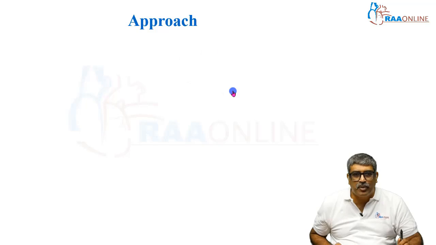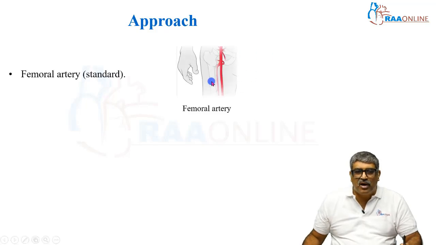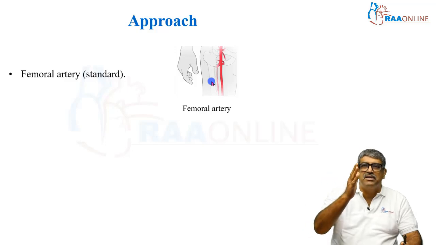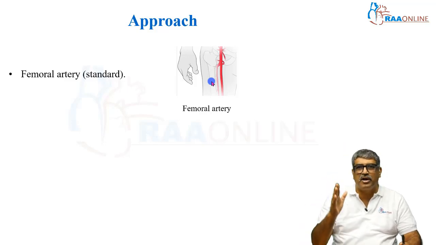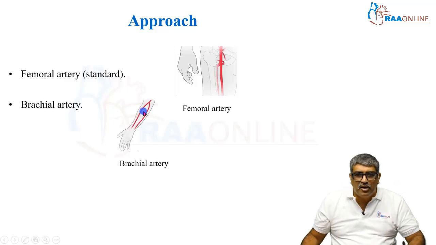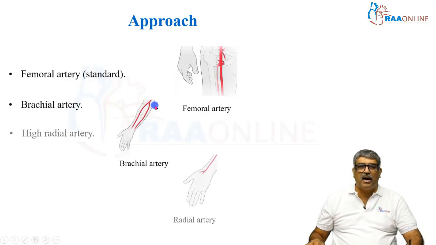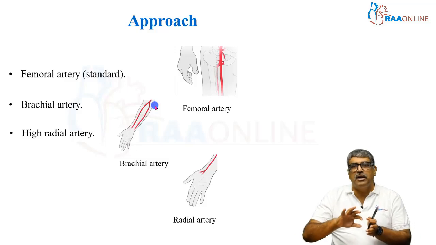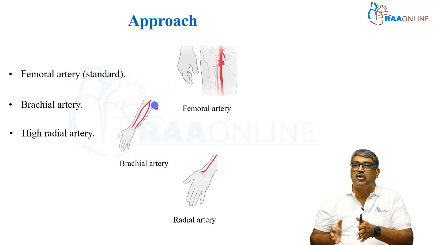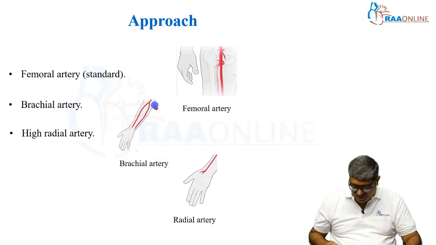Now, to approach, you have femoral artery. This is the standard approach. You go via the femoral artery, cross the arch, then go via common carotid into the internal carotid artery. That is the standard approach. Or you can use a brachial artery or radial artery. These are all alternative approaches when you have femoral or aortic disease where you cannot go from the lower extremity.